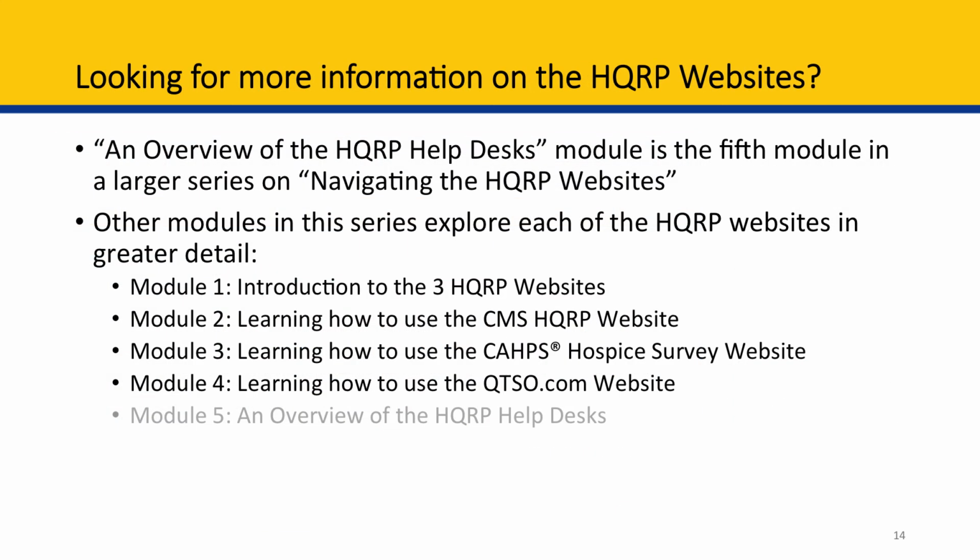This concludes the module and overview of the HQRP help desks. After reviewing this module, you should have a better understanding of the various HQRP help desks available and the topics they cover. This module is the last of 5 modules in the series, Navigating the HQRP Websites. The other modules in this training series are listed on slide 14, and we encourage you to view these for additional information on the topics listed here.